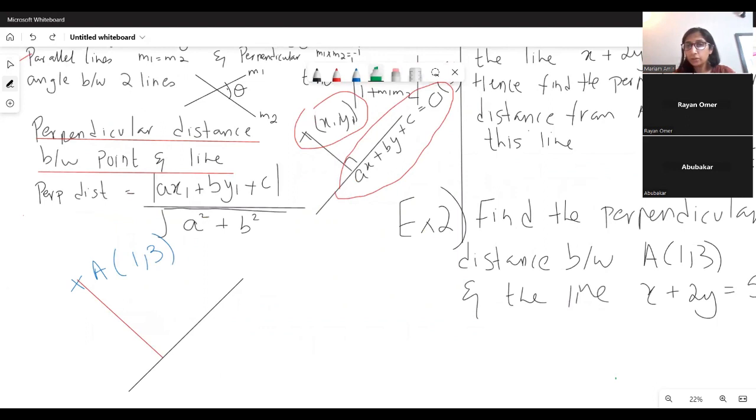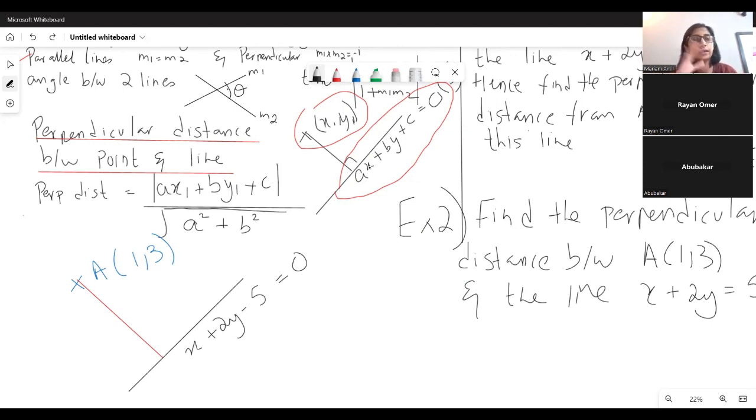So the equation needs to be in this form: Ax, you need to have the term in x first, then the term in y, and then the constant, and then equals 0. So I'm going to rewrite this equation. It's going to be x plus 2y minus 5 equals 0. That is the requirement of this formula.